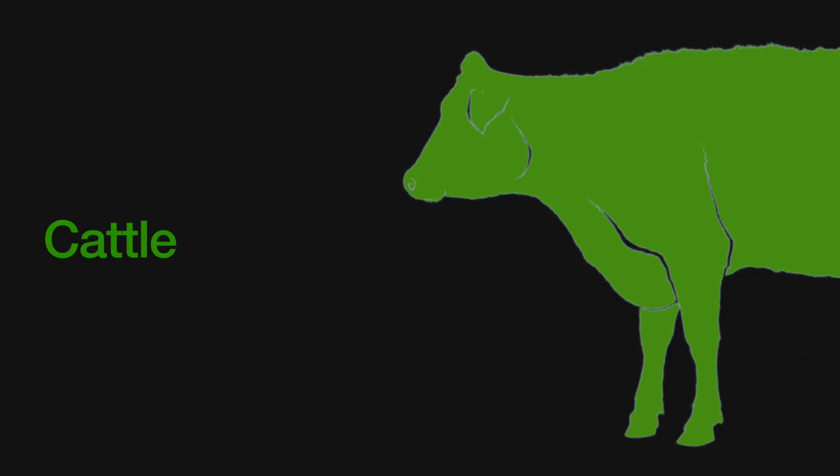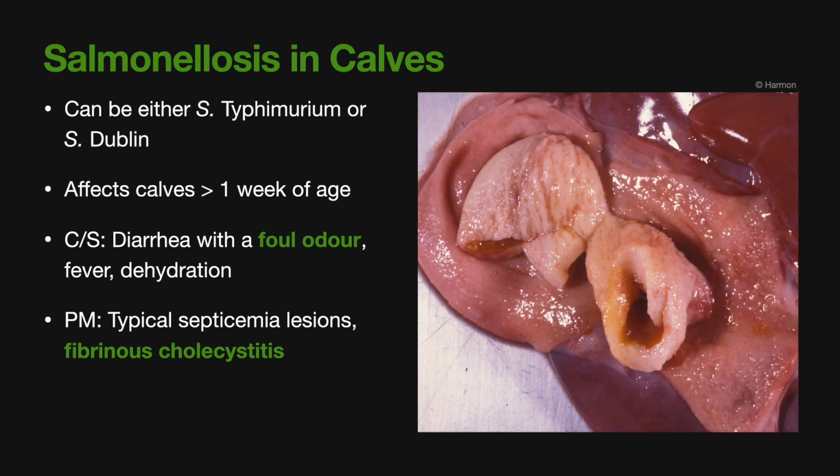Next, we will take a look at cattle. Salmonellosis in calves can either be due to Salmonella typhimurium or Salmonella Dublin. It affects calves over 1 week of age. Clinical signs include diarrhea with a foul odor, often called a septic tank odor, as well as fever and dehydration. On postmortem, you can see typical septicemia lesions.